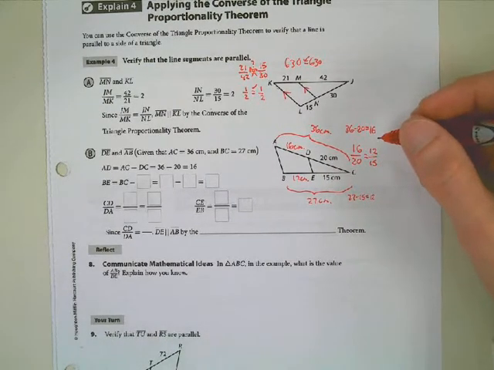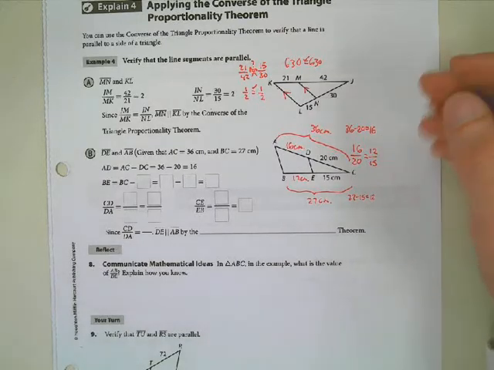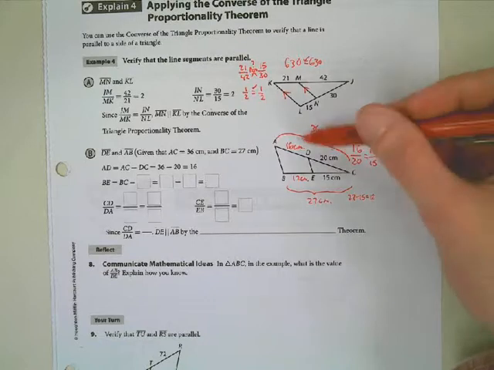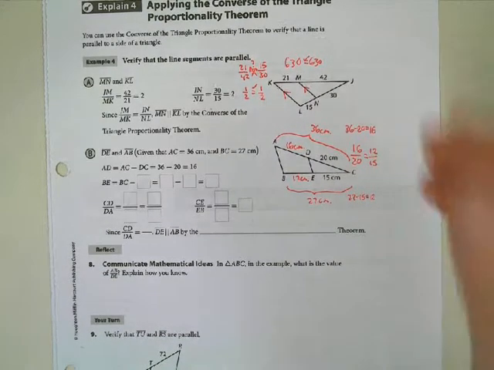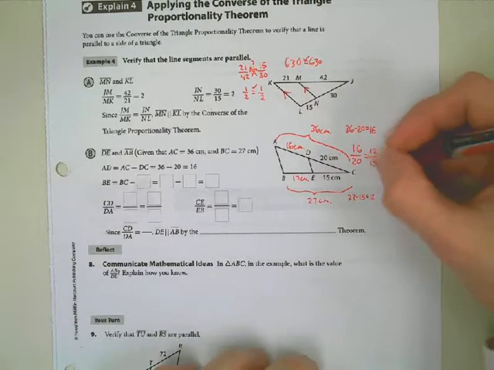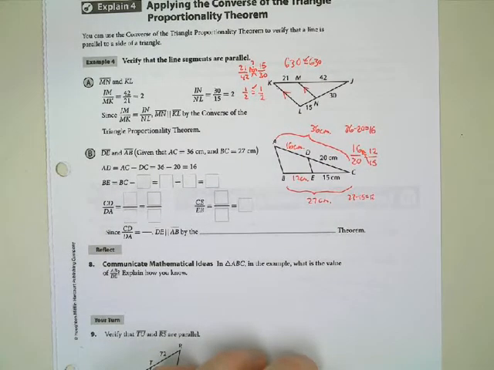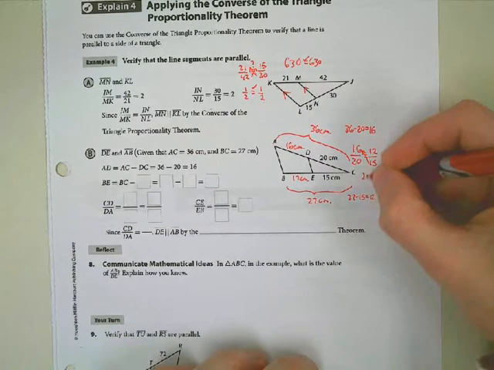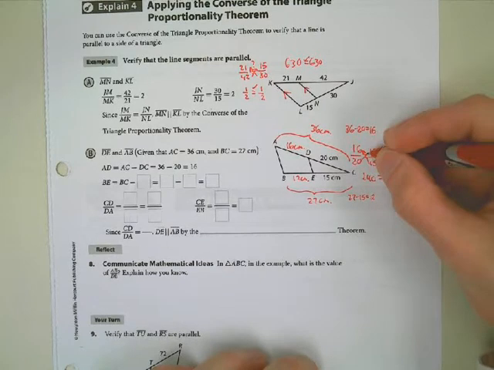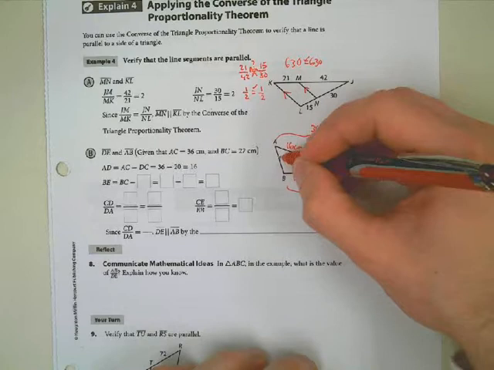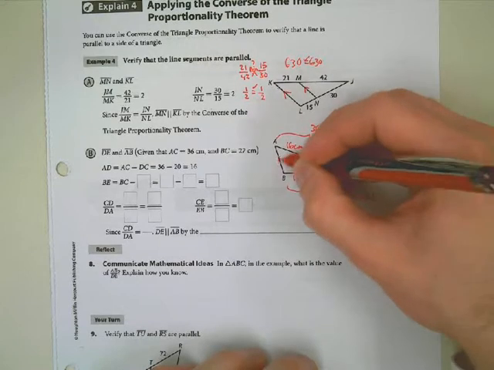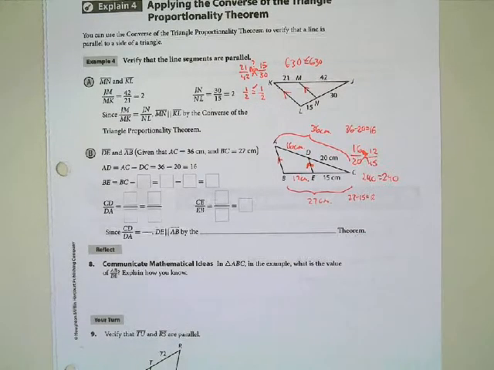So what do we do now? 16 times 15 is 240. And then 20 times 12 is 240. So is DE parallel to AB? Yes, they are parallel by the Triangle Proportionality Theorem. So that's it. Those are the two kinds of problems you're going to be tackling tonight.